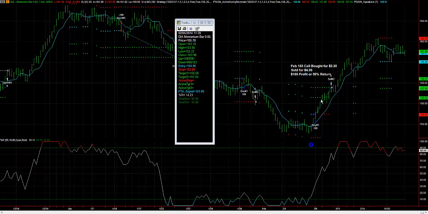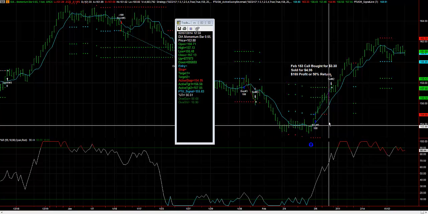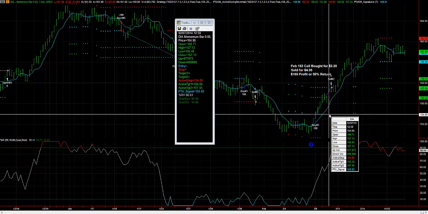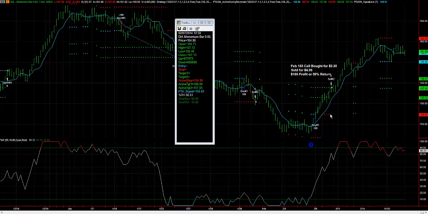Now in this case, once I hit my first target, notice we did move the stop up to break even. Really nice feeling when we're able to do that. Fortunately for us, the stop didn't come into play because we hit our full target here, and I sold out of my position. I booked a $165 profit or a 50% return.